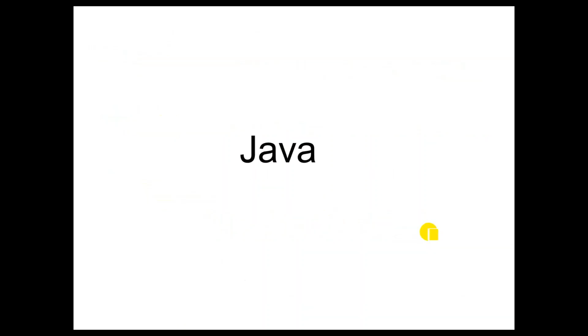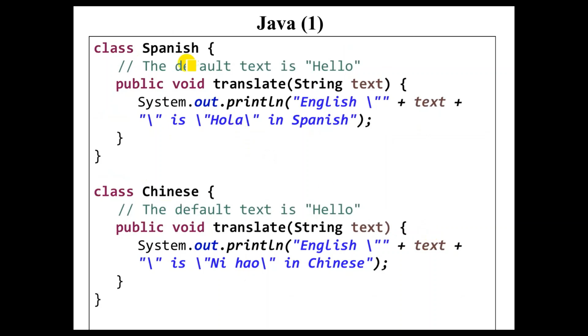First is Java. So the class Spanish you can see here, and the default text is hello. I'm directly passing the hello text; if you want, you can change it to any other text you like. Now you already know about this, so I should not talk too much. The translate method shows the output: English hello is hola in Spanish. Similarly, you can see the implementation of the Chinese class in this way, and the output is English hello is ni hao in Chinese.